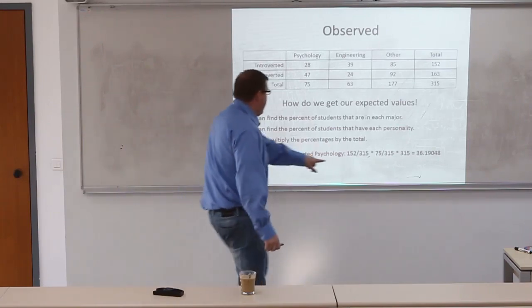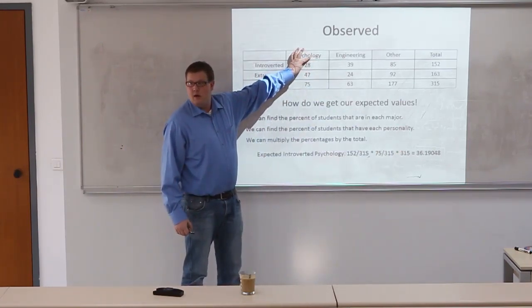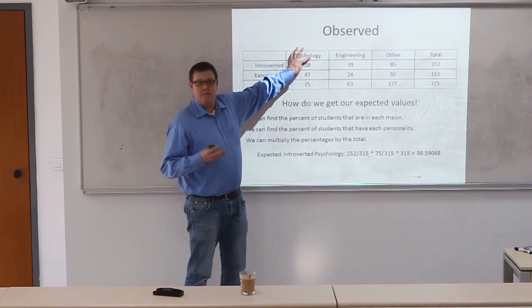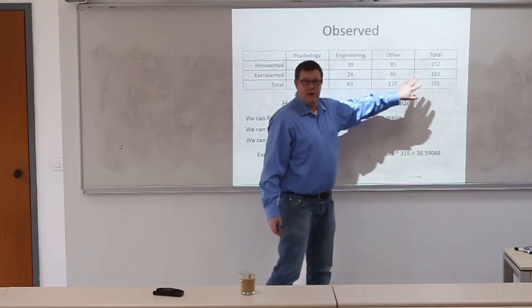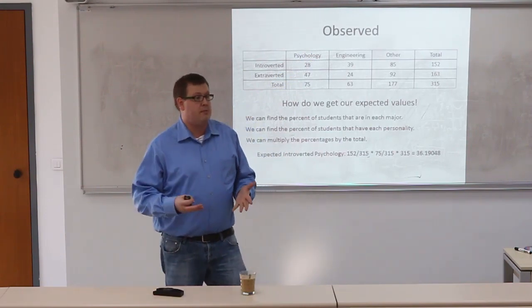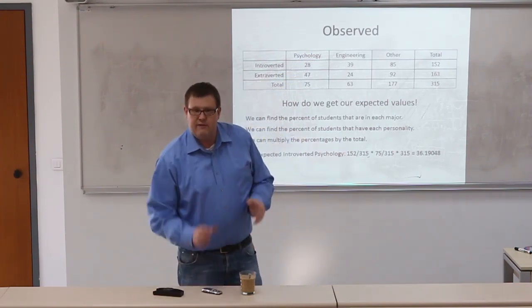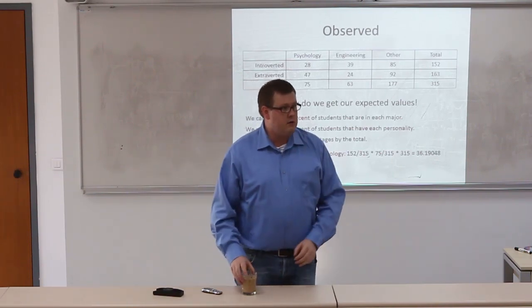Because if we didn't multiply by the total, we would just have a probability here. But we don't want the expected probability, we want the expected frequency. We know the total frequency, so if we have the expected probability, we can multiply that expected probability by the total frequency, which will give us the expected frequency for that, if they really are independent.